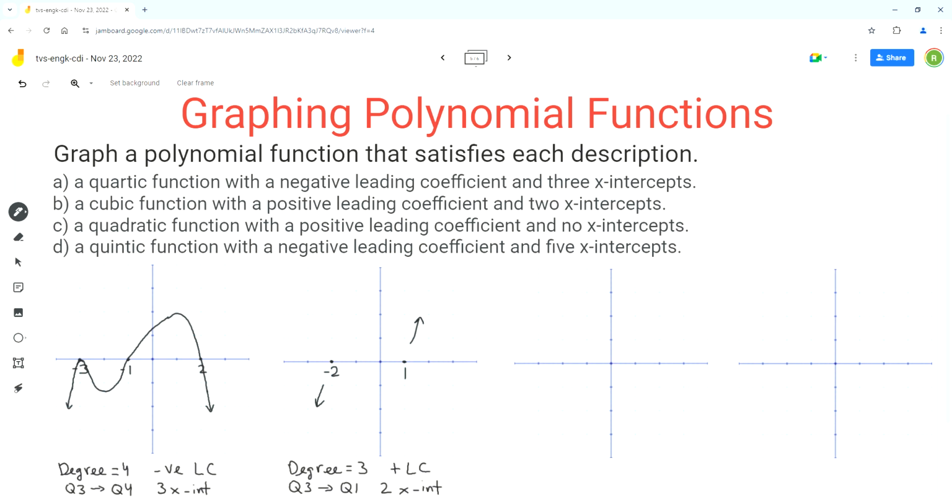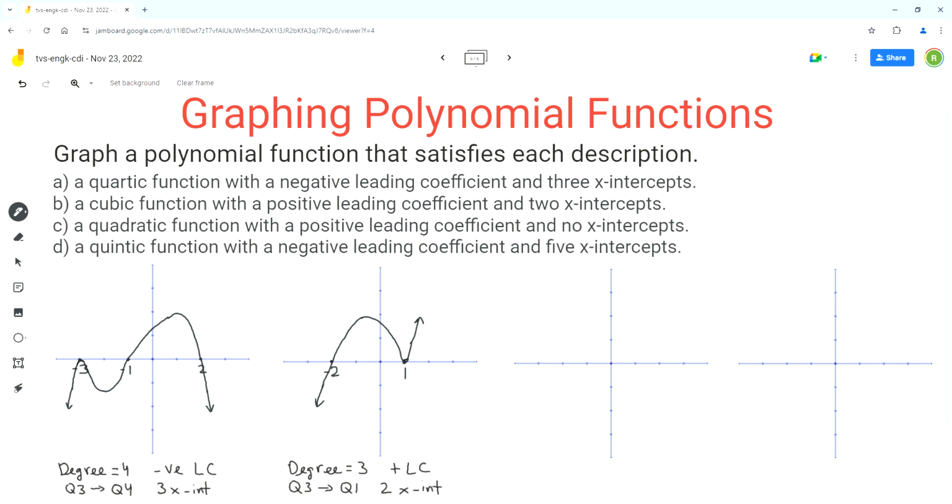Let's assume the order or the multiplicity of the x-intercept at 1 is 2. So the graph will be turned back at the x-intercept 1. The multiplicity at x-intercept -2 is 1. So the graph will pass straight through the x-intercept at -2. So this can be the graph of the function in part B.